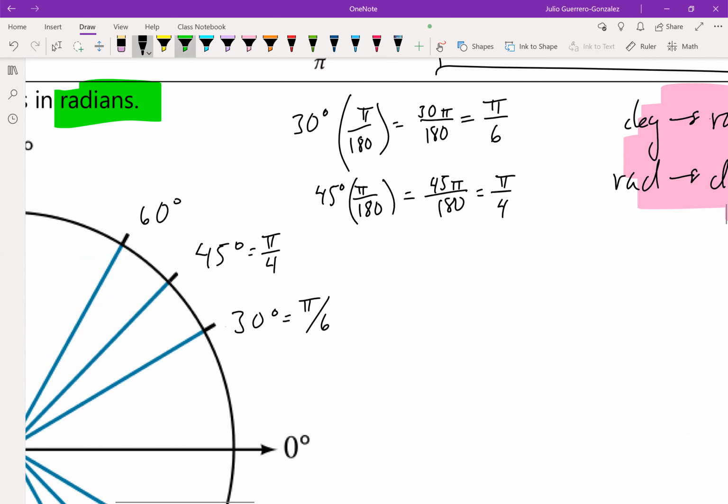So 60 degrees, let's go ahead and do the conversion first. So 60 times pi over 180. 60 pi over 180. And this reduces to pi over 3.